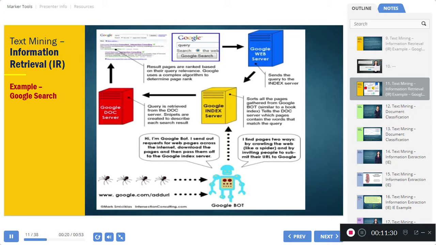The index server sorts all the pages gathered from Googlebot similar to a book index. It tells the doc server which pages contain the words that match the query. The query is retrieved from the doc server. Snippets are created to describe each search result. Result pages are ranked based on their query relevance. Google uses a complex algorithm to determine page rank. Google Web Server sends the query to the index server.